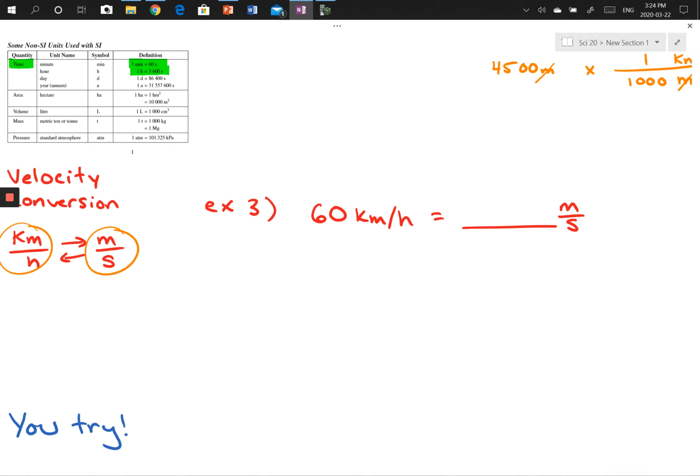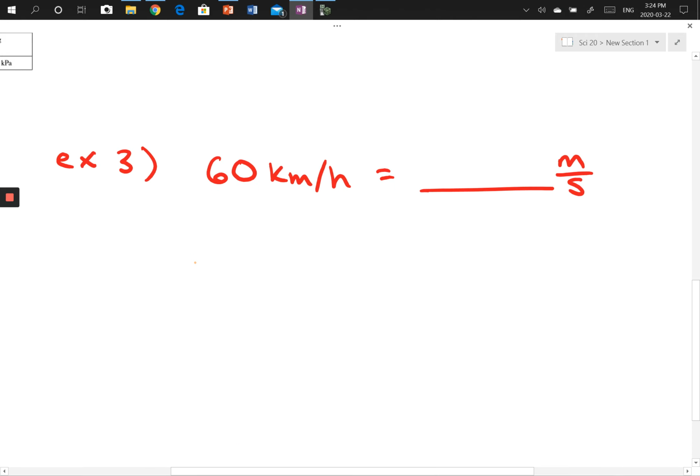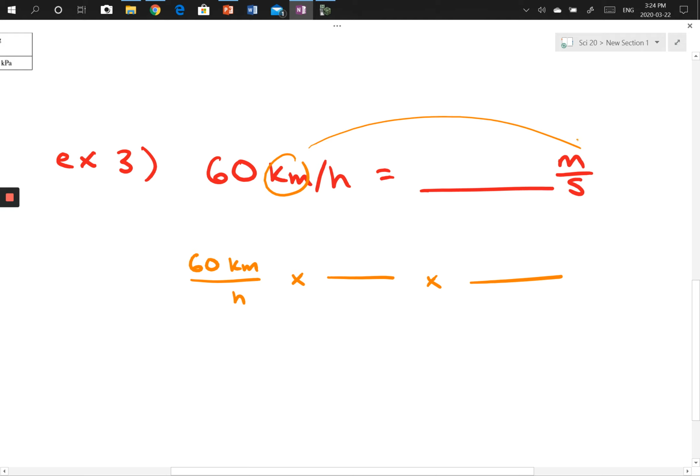I'll show you this trick. If I have 60 kilometers per hour, what is that in meters per second? I'm going to take my 60 kilometers per hour and multiply this by a couple of conversion factors. I need to do two things here. I need to change kilometers into meters, and I need to change hours into seconds.